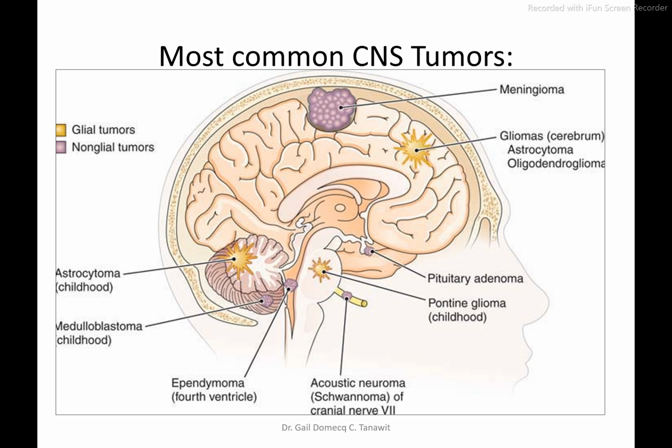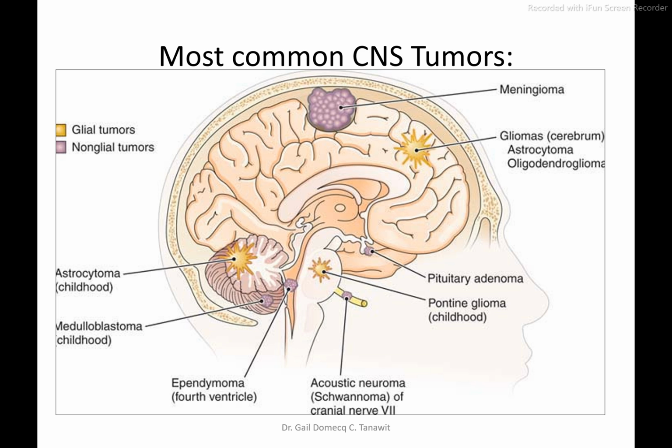So these are the common CNS tumors. Non-glial tumors will be non-glial. Ibig sabihin, ano ba yung mga glial cells natin? Schwann cell, oligodendrocytes, astrocyte, the ependymal cells, and the microglial cells. So those are your glial tumors. Kung doon sila nag-arise, it's a glial tumor.